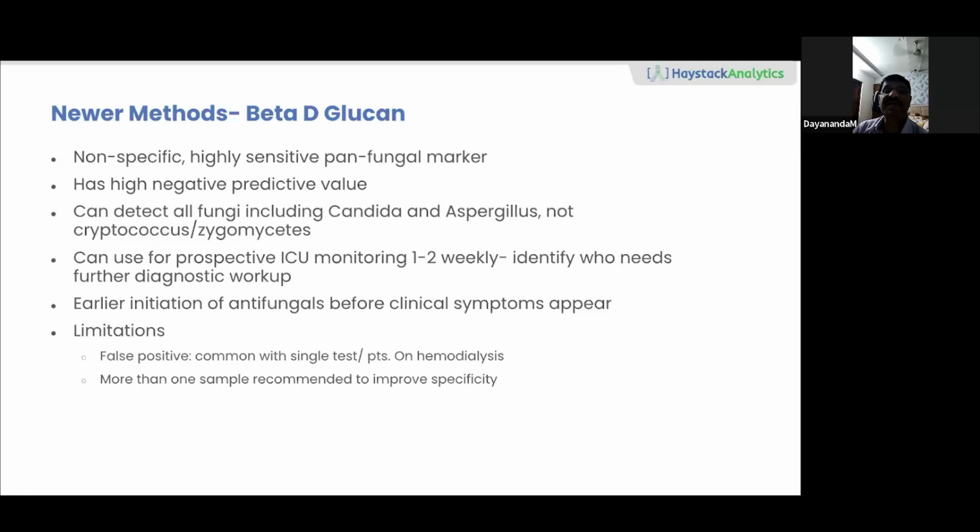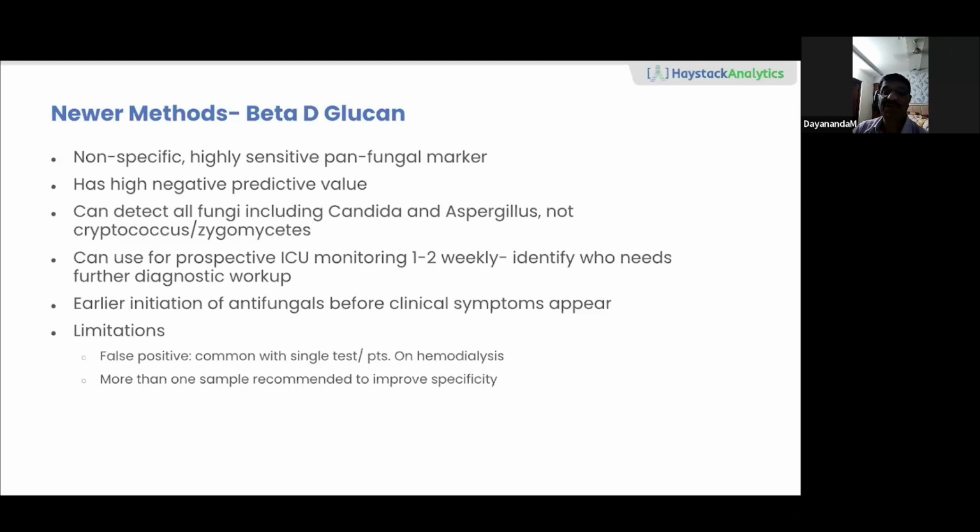So as I said, beta-D-glucan has a high negative predictive value, and it can detect all fungi including Candida and Aspergillus, but not Cryptococcus or the Zygomycetes. That we'll have to keep in mind. Though we say it is a pan-fungal marker, Cryptococcus and Zygomycetes may not be detected.